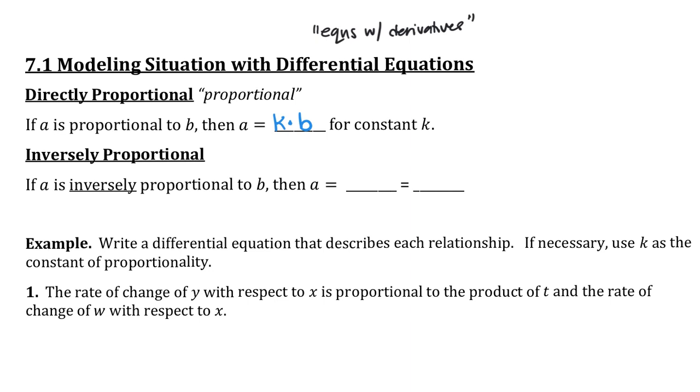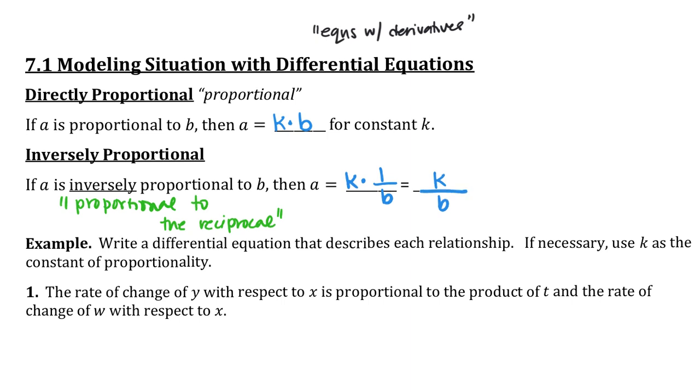Okay, the second kind of proportional relationship we talk about is inversely proportional. A is inversely proportional to B. When we say that, what we really mean is that it is proportional to the reciprocal. So if A is inversely proportional to B, then it's going to be k times, and instead of times B, it's going to be the reciprocal of B, which is 1 over B, which we also could write as k over B, depending on which way is more useful in the situation.